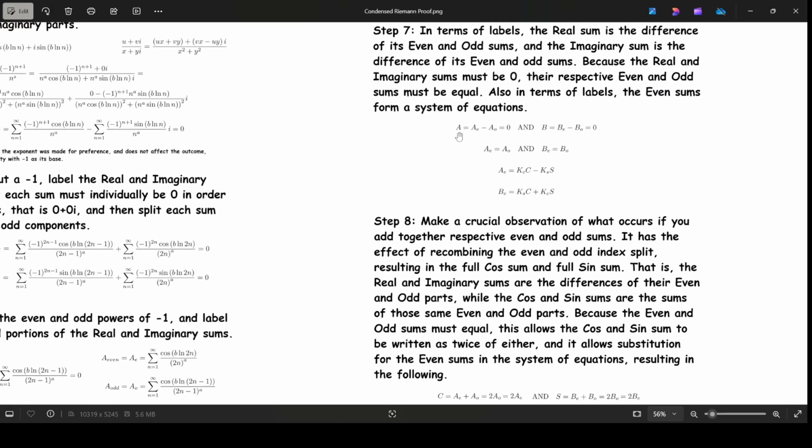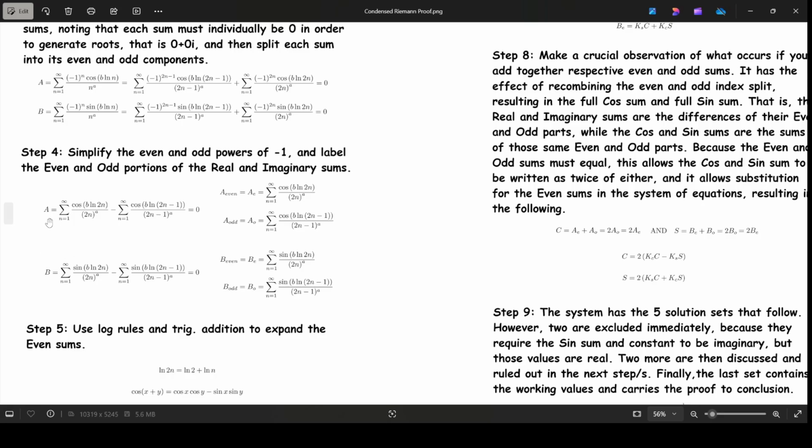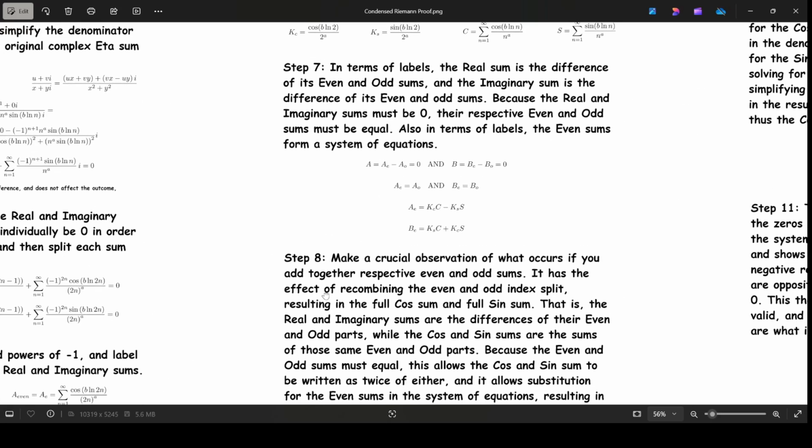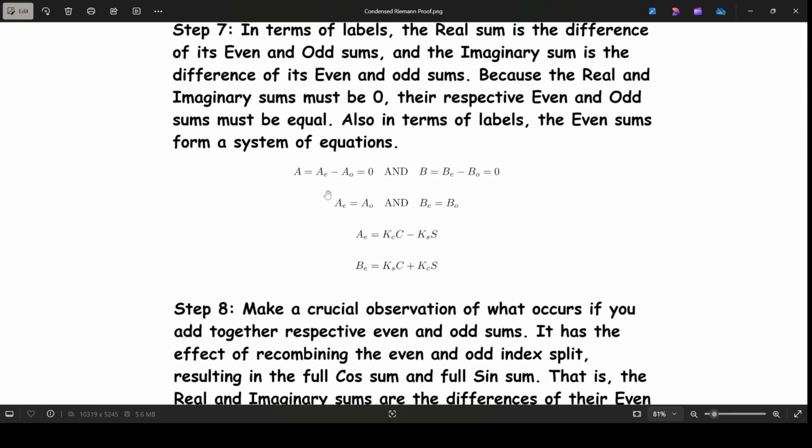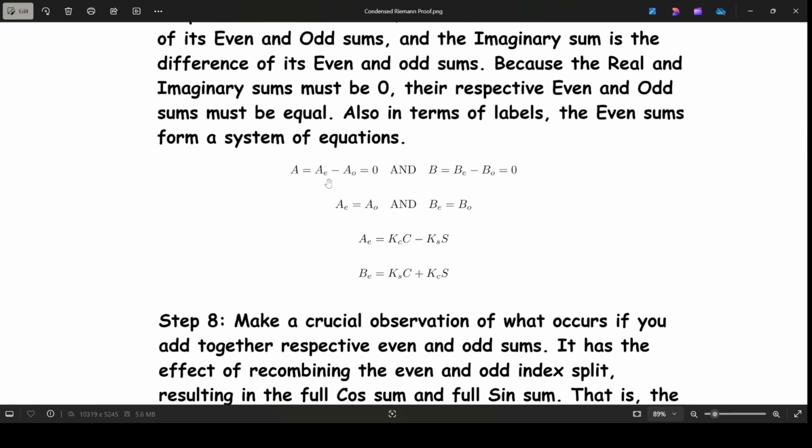So we're going to write that down with our symbols. The real sum A is the difference of its even minus its odd sum. And the imaginary sum B is the difference of its even and odd sum. And that has to equal 0. We said the real part has to equal 0, and the imaginary part has to equal 0. So that's all this first line is right here. You've got the real part is the difference of its parts, and it has to equal 0. And the imaginary part is the difference of its parts, and it has to equal 0. Okay, but if that has to equal 0, then now we know that the even part has to equal the odd part.